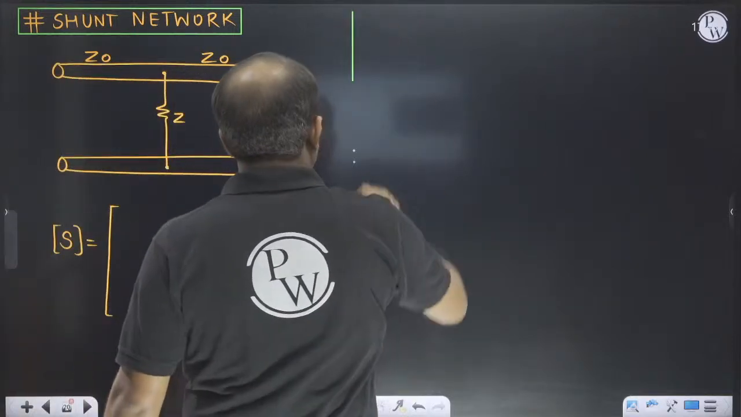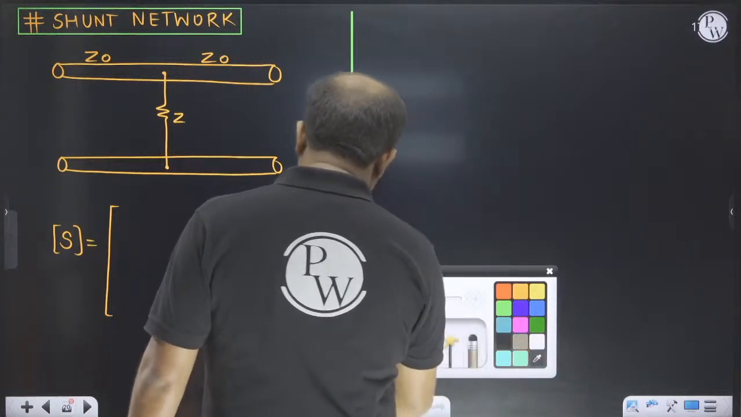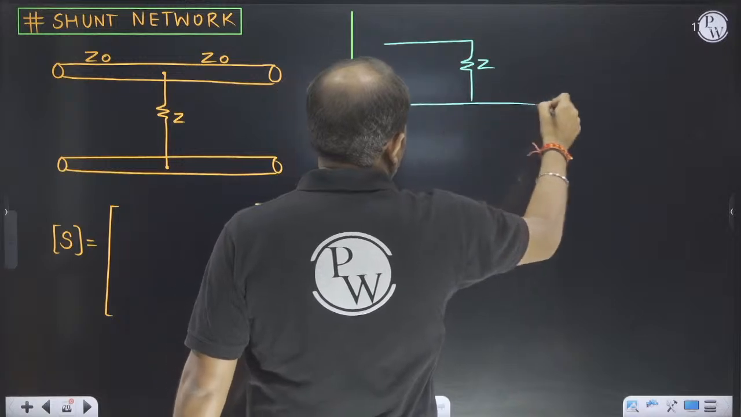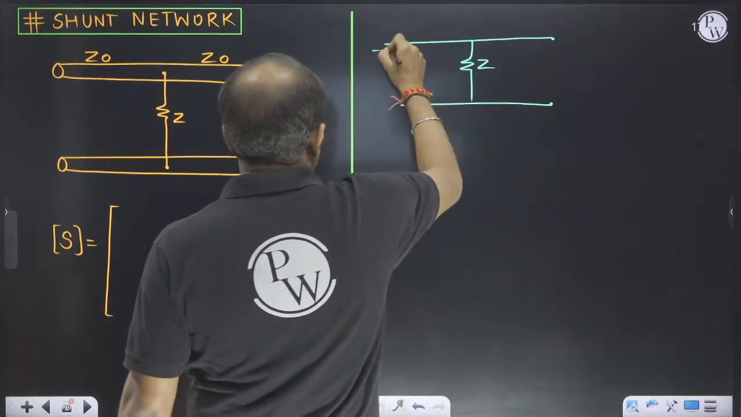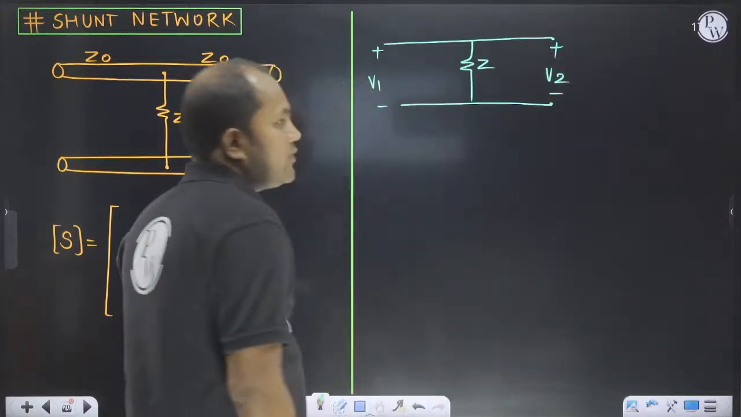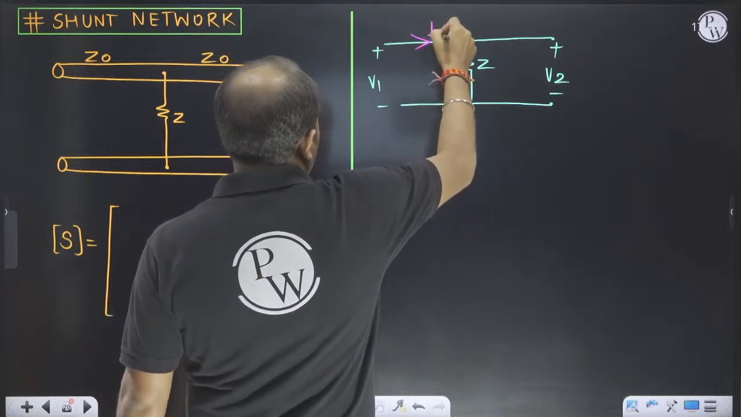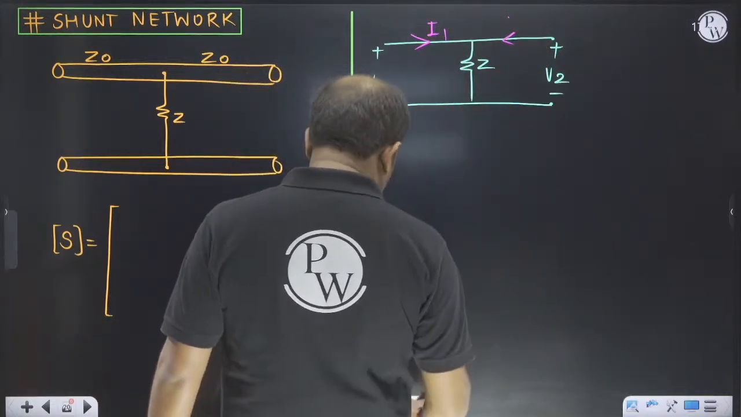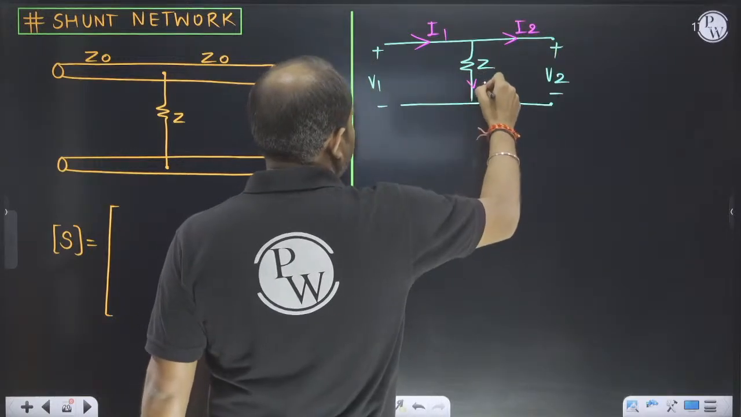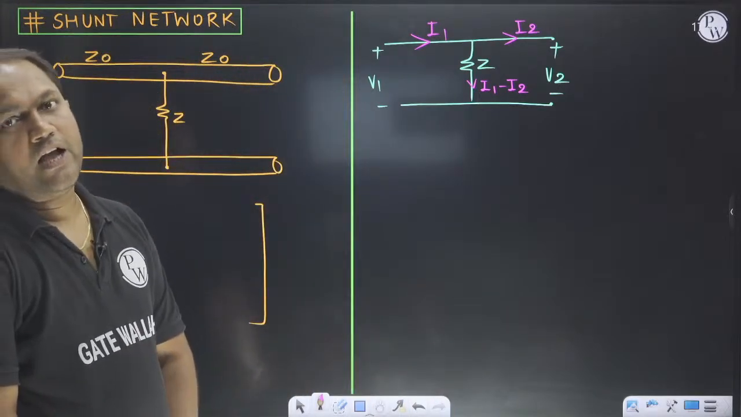So what will we do? First of all, we will try to find out the ABCD parameter. This is Z. This is V1, this is V2. We have current I1, and I2 is the outward current in the ABCD parameter. So the current in this network is I1 minus I2.